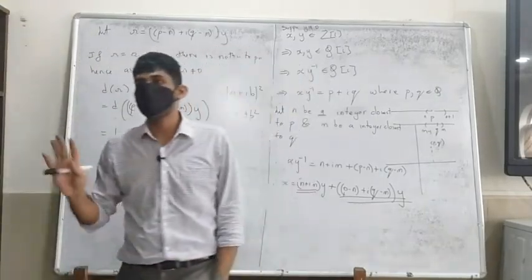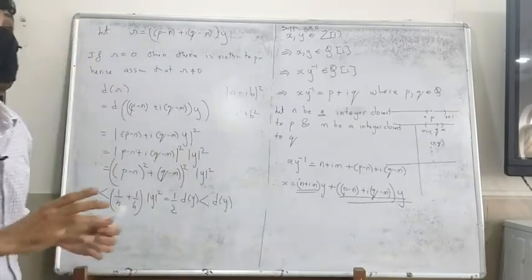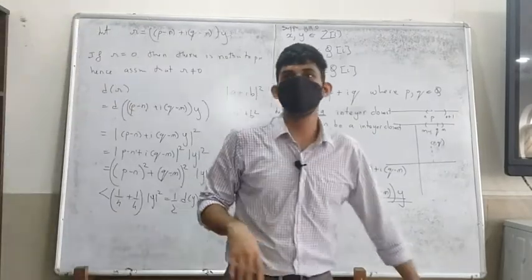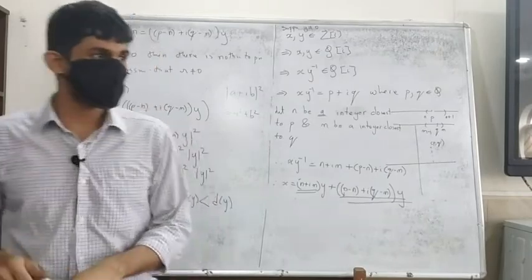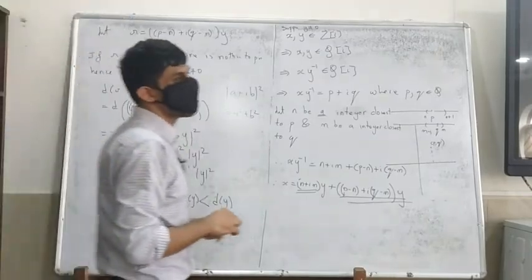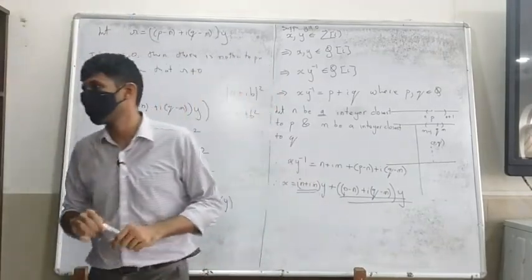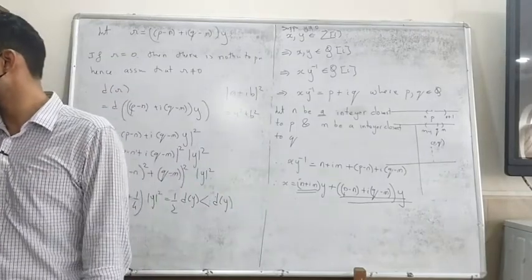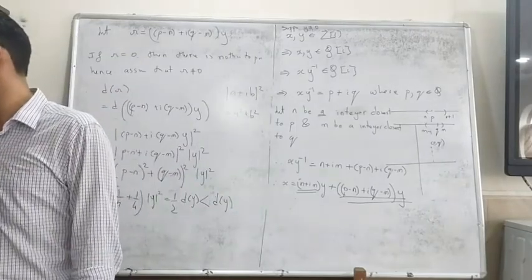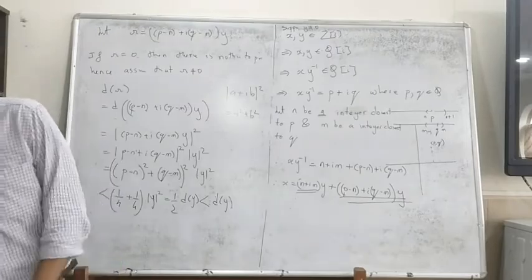So this proves that the set of Gaussian integers is a Euclidean domain, which also means that it is going to be a PID and hence a UFD. We can stop here.